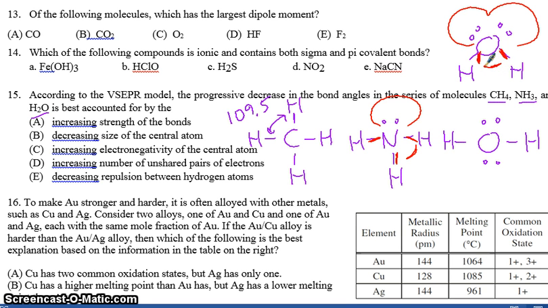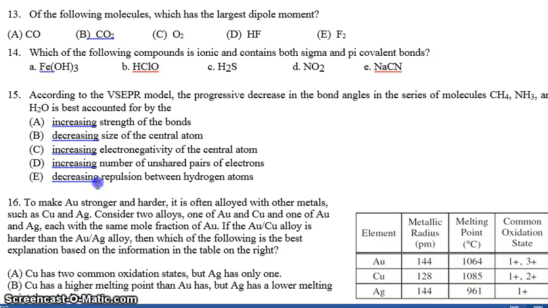So the best explanation then is the increasing number of unshared pairs of electrons. And that's the idea. So D here would be the correct answer. Okay, let's keep going. See if we can hit a few more here.